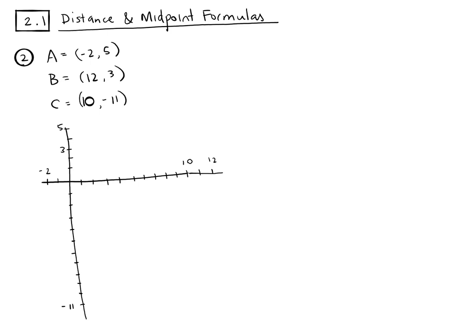For number 2, it actually gives us several questions in one. It asks us to plot the points and form the triangle ABC. So I already drew my grid. We're going to plot the points negative 2, 5 is over here, 12, 3 is over here, and 10, negative 11 is right around here. And I'm going to connect them. And so I have this here.